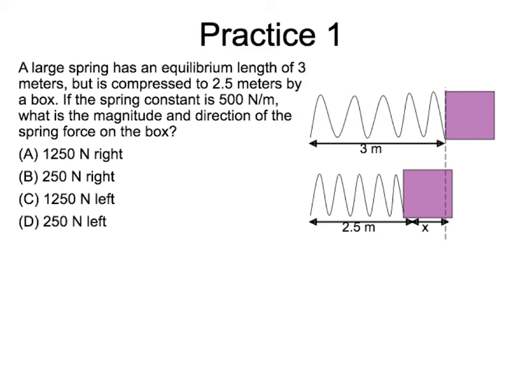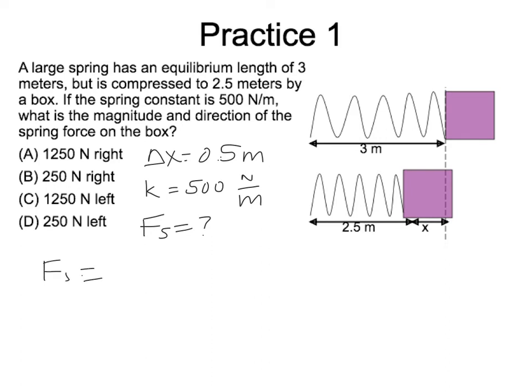Okay, so for this problem, we can see that a large spring has an equilibrium length of 3 meters, and it is being compressed to 2.5 meters. That must mean its delta X is equal to 0.5 meters. Our K value, it says the spring constant is 500, so K is equal to 500 Newton over meters. What is the magnitude and direction of the spring force? So F of S is our unknown. Let's plug in. F of S is equal to K delta X, and we get 500 times 0.5. Well, half of 500 is 250, so our answer is 250 newtons.